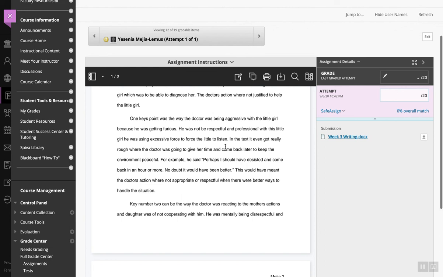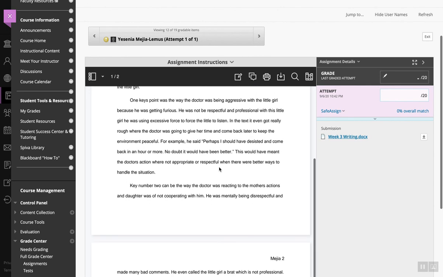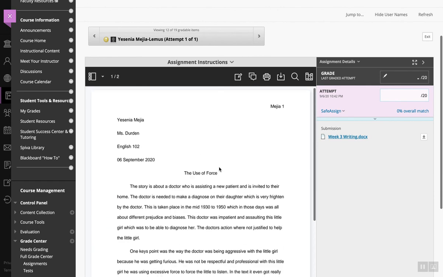The doctor's anger and how he treats the little girl gets progressively worse, where he says several moments in the text, I should have left, I should have come back when I was calmed down, but he ignores those voices and goes for it anyway. So I think that order would make more sense.